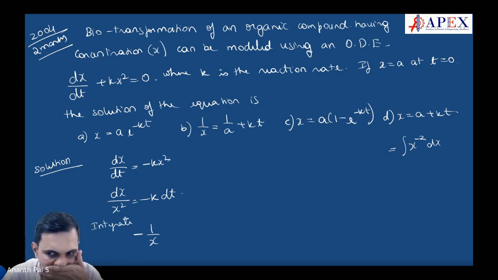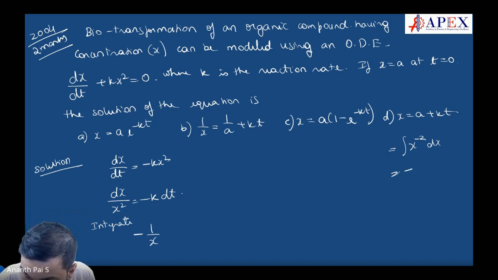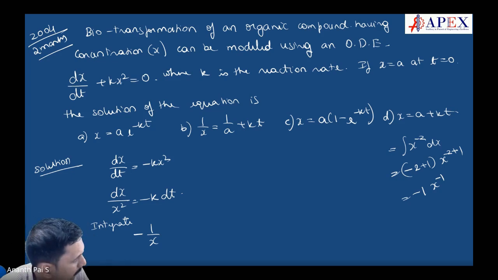Okay, so integration of x square dx is the thing, is it not? Now once that is done, integration of x square dx is nothing but equal to minus 1, so 2 plus 1, and x raised to minus 2 plus 1, right? So it is minus 1 and x raised to minus 1. So that's what we have written: minus 1 by x is equal to minus k dt, you will get t, correct, plus a constant. So this is a solution, right?